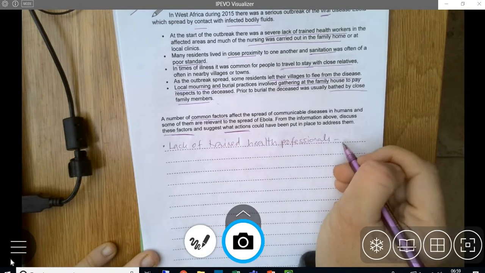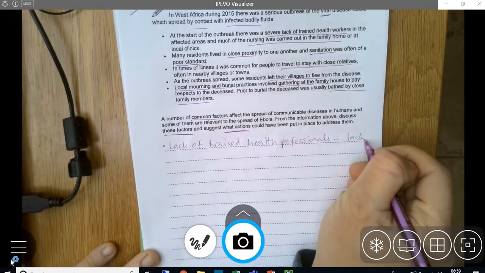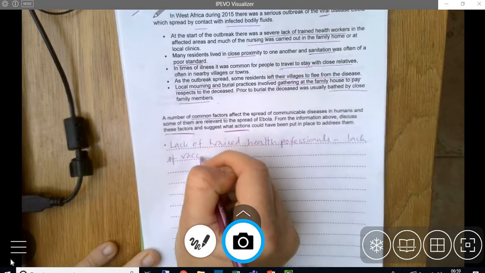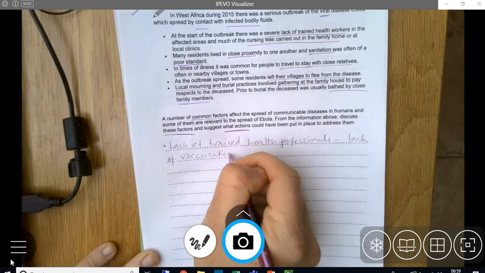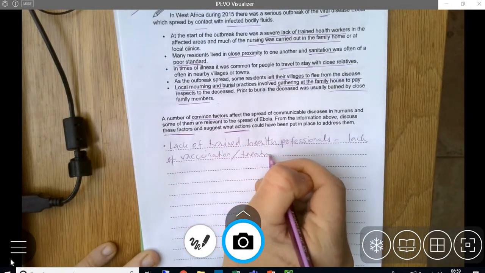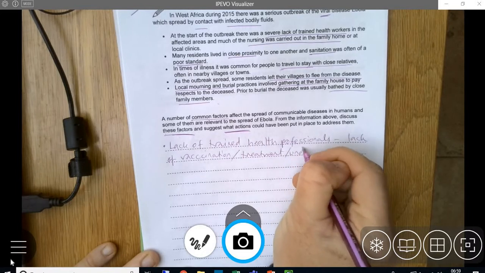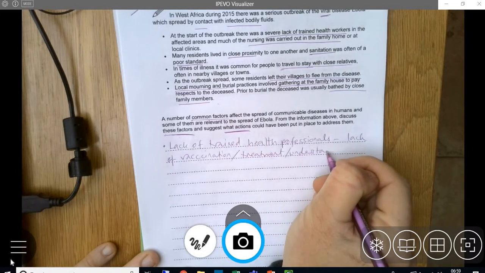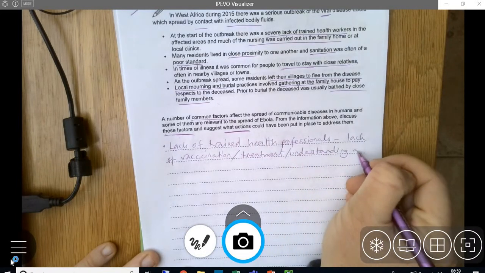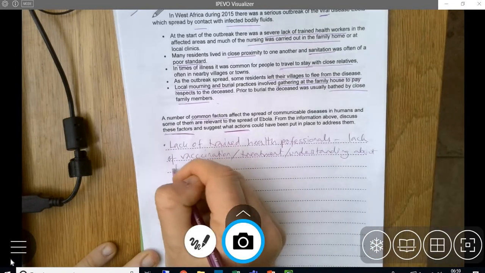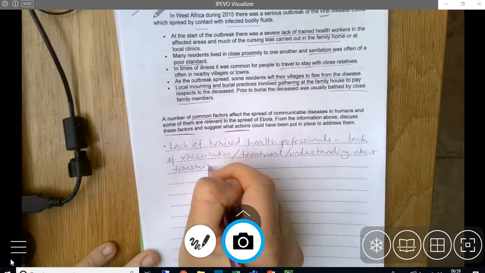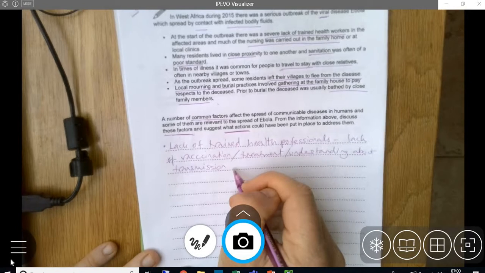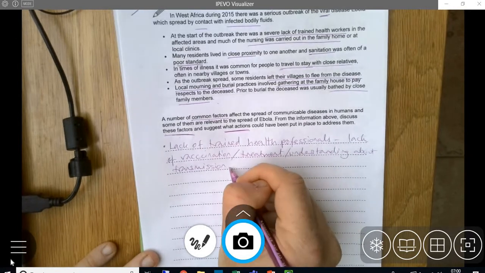So, therefore, there would have been a lack of vaccination, treatment, or even a lack of understanding about transmission. Okay, here's my factor. So, what would be the action?